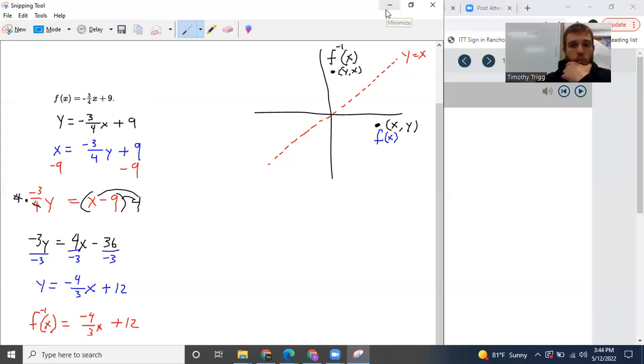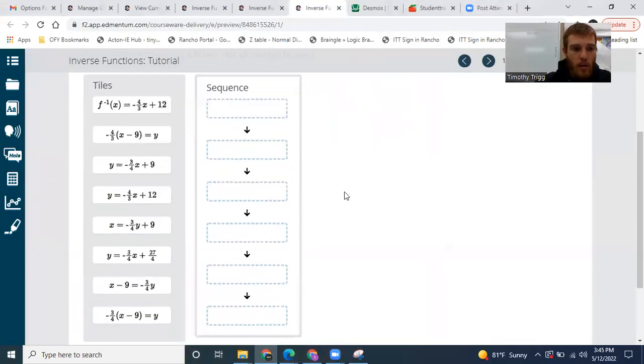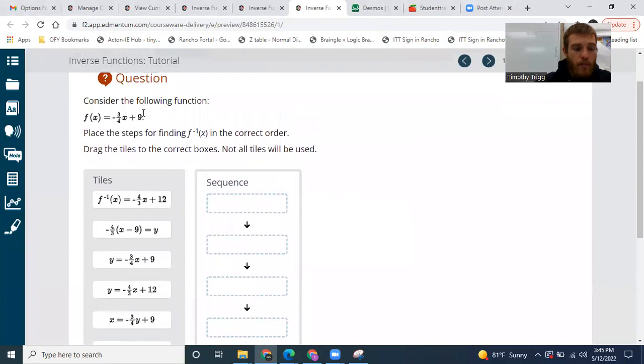Okay, so that's basically how you do it. The main thing to start off with, replace f of x with y, then switch where your x and y are, solve for y, and then replace y with f inverse of x. So let's go ahead and put these steps here. So if I want to find the inverse of this, first thing I'm going to do is replace f of x with y.